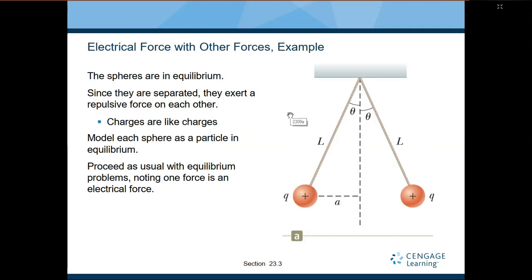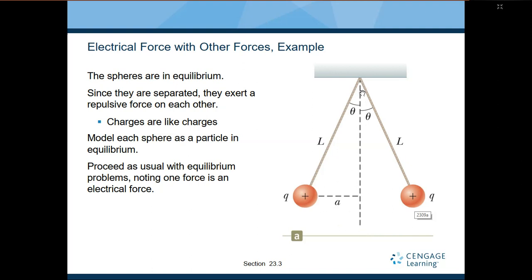How about if we have this kind of setup? Charges being suspended by some string, or tali. They are both positive, so the tendency is that they repel each other, giving us this setup. And they are said to be in equilibrium, creating an angle theta here and the same theta here. This is the length L for this setup and length L also for this.